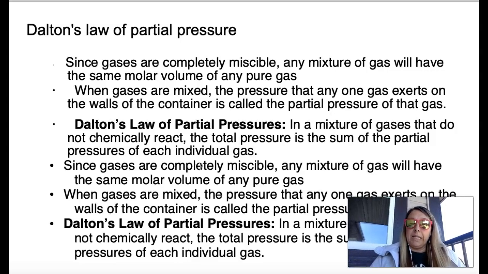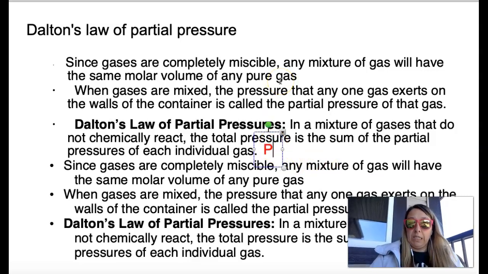So what that means is it doesn't matter if I have a sample that's pure gas or a sample that's a mixture of gases. If they are at the same temperature and pressure, they are going to have the exact same molar volume. So when we mix gases, the total pressure is equal to the sum of the partial pressures of all the gases that are there. Dalton's law of partial pressures says in a mixture of gases that do not chemically react, the total pressure is the sum of the partial pressures of each individual gas.